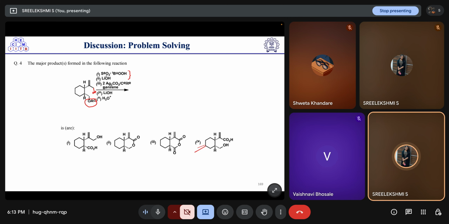First, allylic oxidation, LiOH will hydrolyze the ester. Silver carbonate will convert this allylic alcohol into the corresponding aldehyde. Lactol formation, lactol to lactone oxidation, lactone hydrolysis and then neutralization will give this product 4.